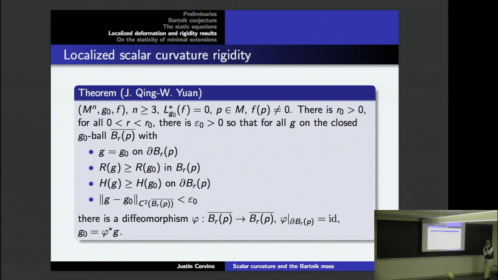We have the following work that I'm going to cite about scalar curvature bump-ups that are localized. It's a very nice result of Ji Qing and Wei Yuan, which says if you have a static space and a static potential and a point where your static potential doesn't vanish, so there's an R0 positive, and if you look at metrics on a small R ball, which agree with the static metric on the boundary, you've got a scalar curvature inequality, a mean curvature inequality, and small in C2, so localized bumping up of the scalar curvature. Then there's a diffeomorphism that pulls one metric back to the other. So this is kind of a rigidity result, static metrics, for instance, obstructing localized bumping up of scalar curvature. It's very cool.